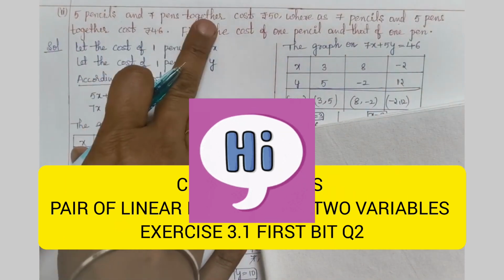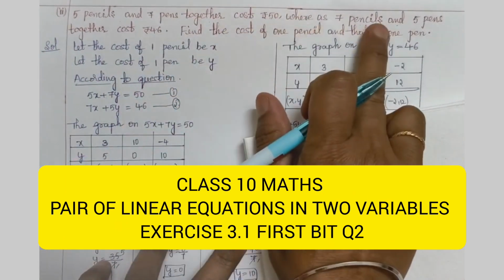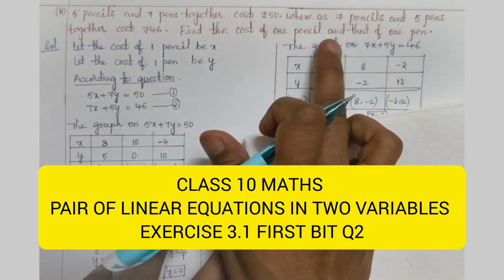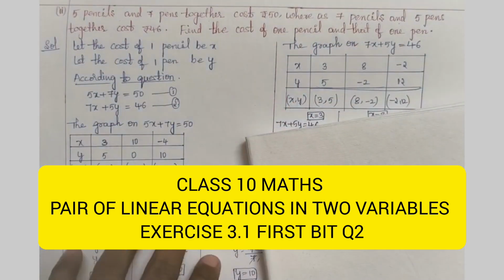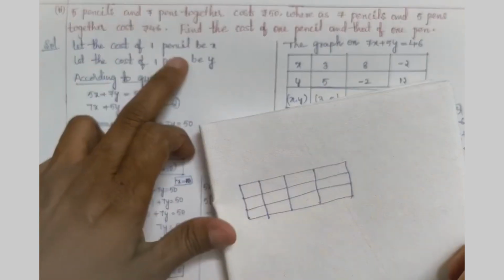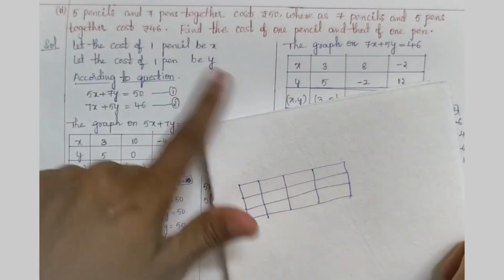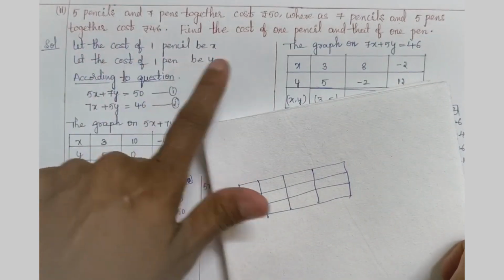5 pencils and 7 pens together cost 50 rupees, whereas 7 pencils and 5 pens together cost 46 rupees. Find the cost of 1 pencil and 1 pen. Let the cost of 1 pencil be x and the cost of 1 pen be y.